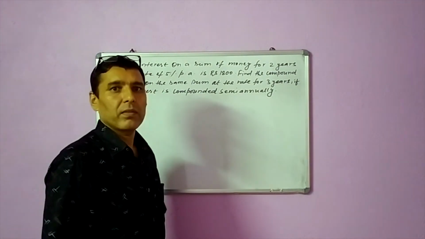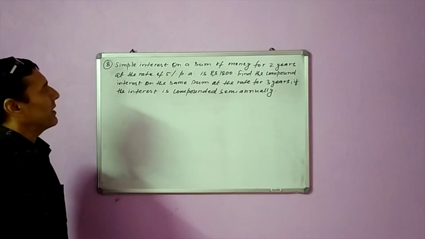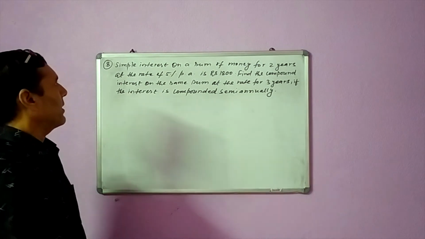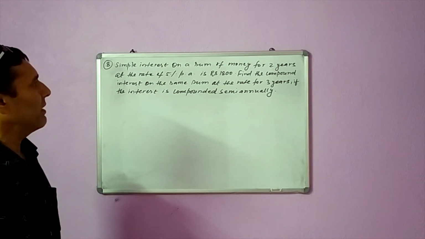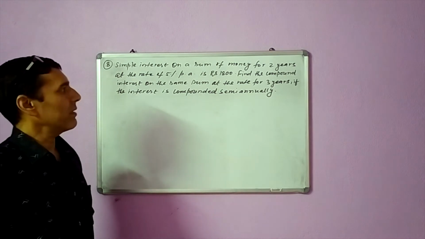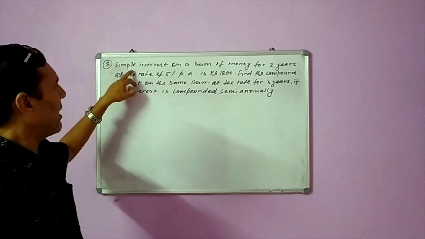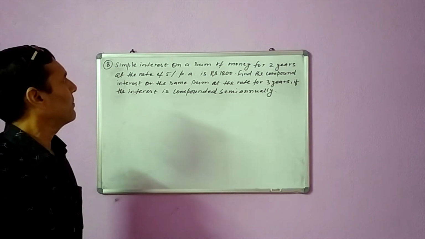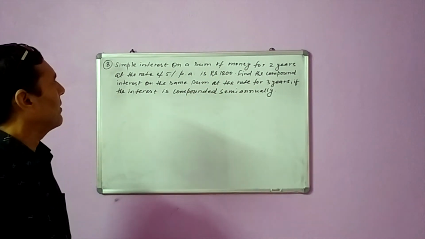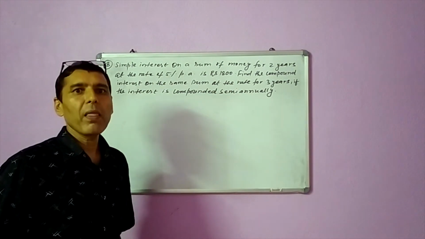Here is another question on compound interest. The question is: simple interest on a sum of money for 2 years at the rate of 5% per annum is rupees 1800. Find the compound interest on the same sum at the same rate for 3 years if the interest is compounded semi-annually. We have two parts in the question. In the first part, we are given the simple interest rupees 1800 for a certain sum of money for 2 years at the rate of 5% per annum.